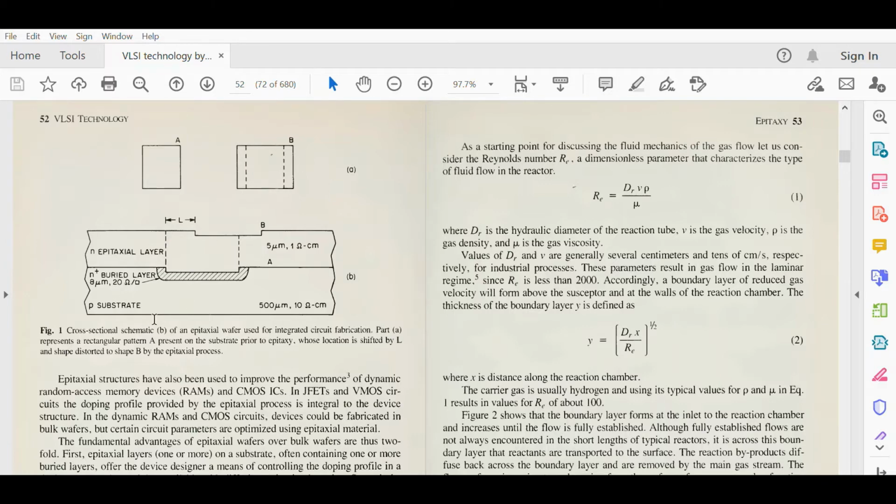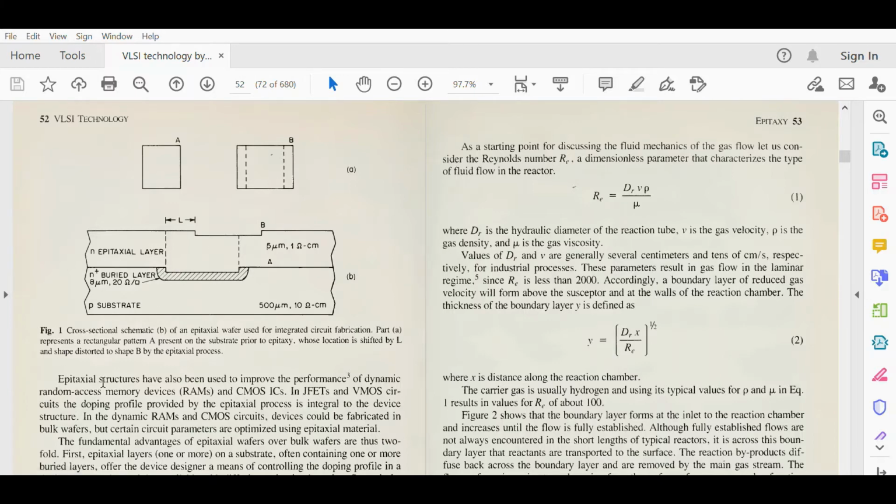Okay, this is the P substrate. The P substrate has a thickness of 500 micrometers and a resistivity of 10 ohm-centimeter, and then you are doping the N-type diffusion material. The buried layer is there. This is the N epitaxial layer over the P substrate. So this is nothing but heteroepitaxy.